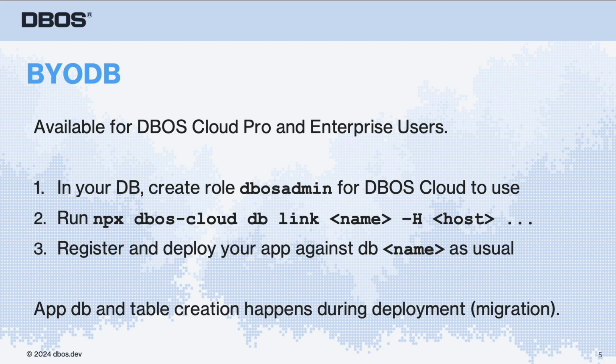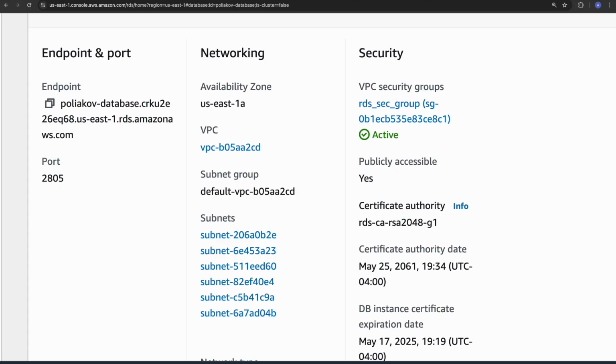I'll create a DBOS admin role in that database that DBOS Cloud will use to talk to my database. Then I'll use the db-link command to configure it and give it a name. And after that, I can deploy apps against my database like I normally would with DBOS Cloud. Here are the connection details for my private RDS instance.